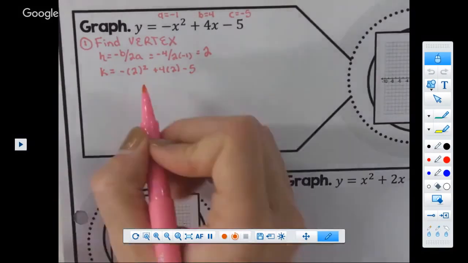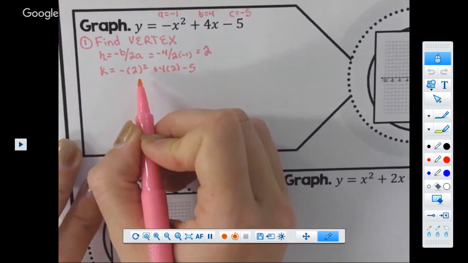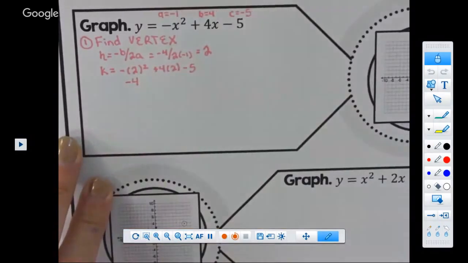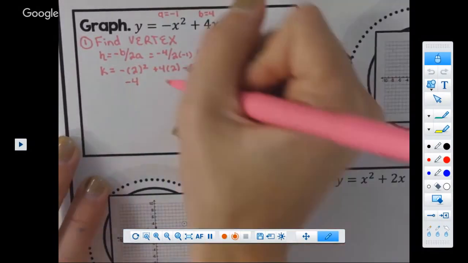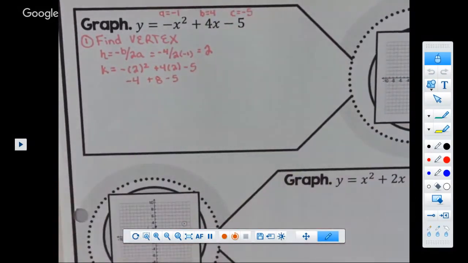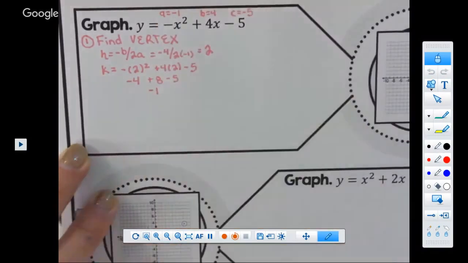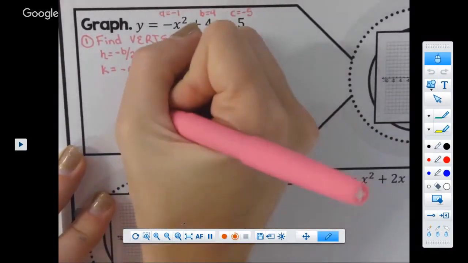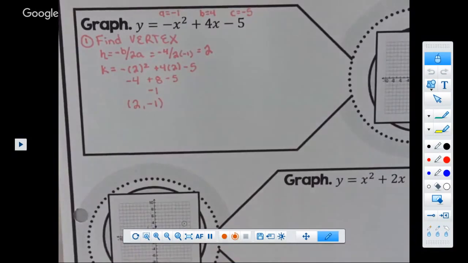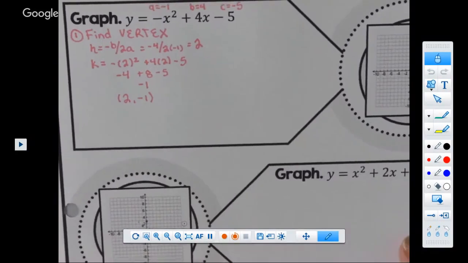So we have 2 times 2, which is 4, times a negative, so we've got negative 4. And then we have 4 times 2, which is 8, minus 5. And again, if you're not good with positive and negative numbers, y'all, I encourage you to put this in your calculator. Negative 4 plus 8 minus 5 is going to give us negative 1. Okay, so we now have the vertex. It's the point 2, negative 1. So I want y'all to plot that point on your graph. Okay, plot the point 2, negative 1 on your X and your Y axis.